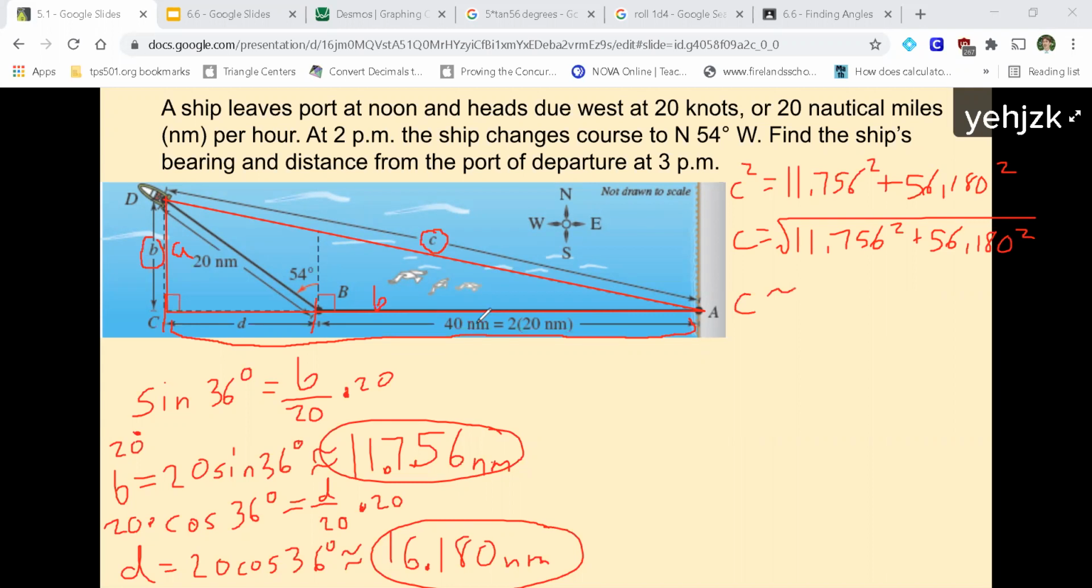And if you use the copy and paste functions in your calculator, you can get this a little bit more accurately by scrolling up to your previous answer and hitting enter. It'll copy the whole decimal rather than where we rounded. And if you do that, you get about 57.397 nautical miles.